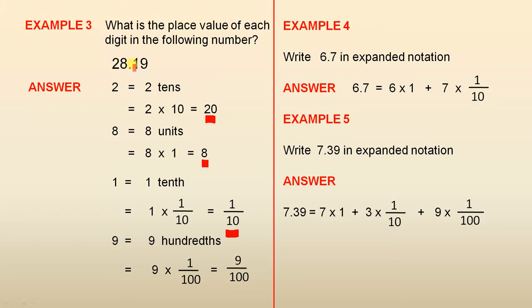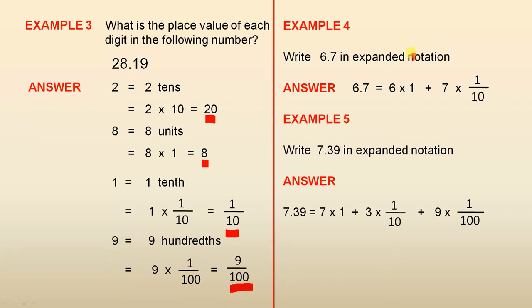The 9 is in the second place. It's not directly to the right of the decimal point, it's in the next position. Whenever you see that, that's hundredths. 9 times 1 over 100, and that's 9 over 100. Okay, so the value of that 2 is 20. The value of the 8 is actually 8. The value of this 1 here is 1 tenth, and the value of the 9 is 9 over 100, or 9 hundredths.